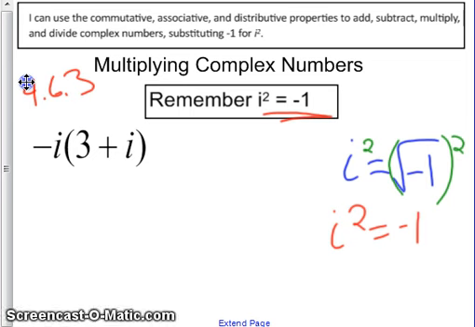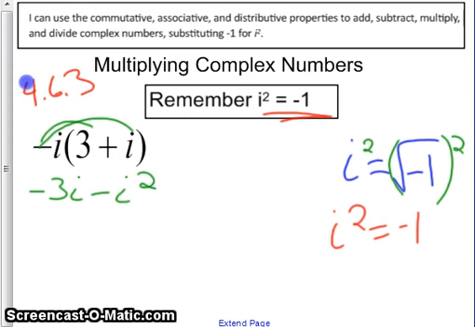So today we're multiplying complex numbers. And the multiplication part is the same as you've been doing for a very long time now. The only thing that's new here is that when I get an i squared, I have to substitute negative 1 and then simplify. So for this problem, I'm going to distribute negative i to both terms. Negative i times 3, negative 3i. Negative i times i is negative i squared.